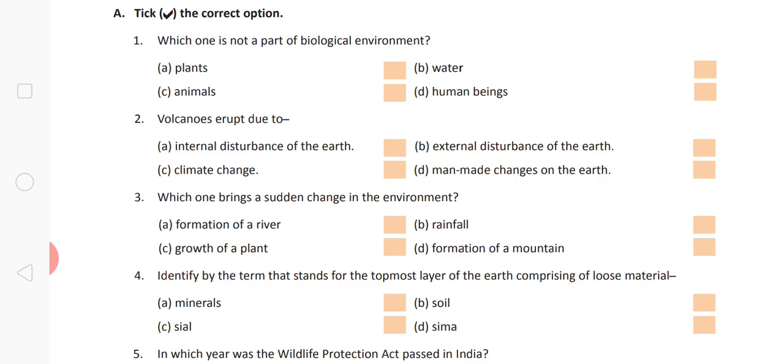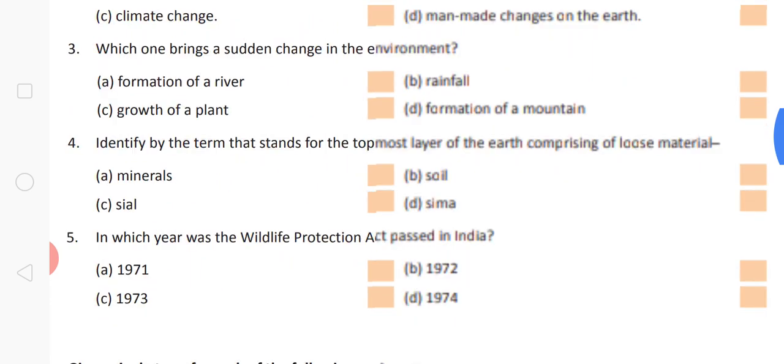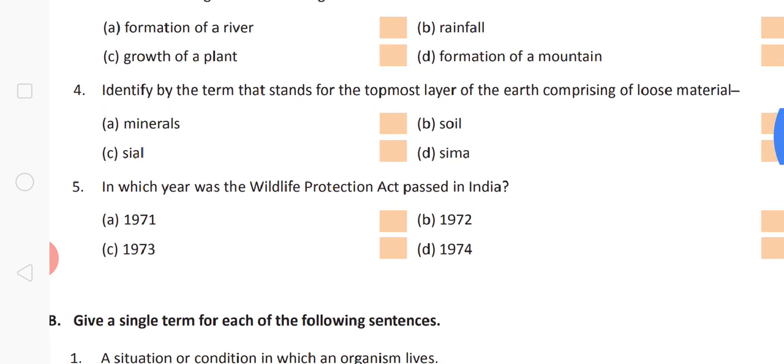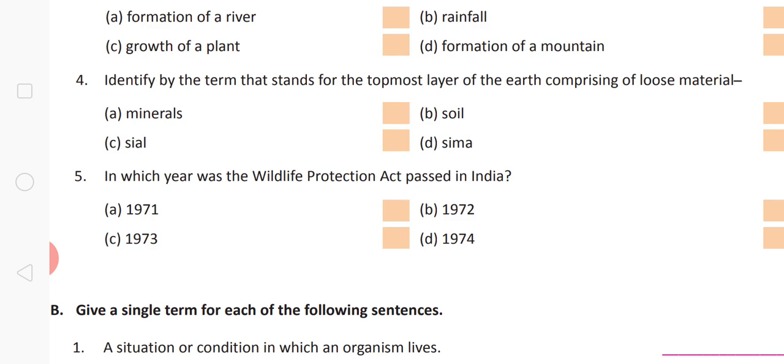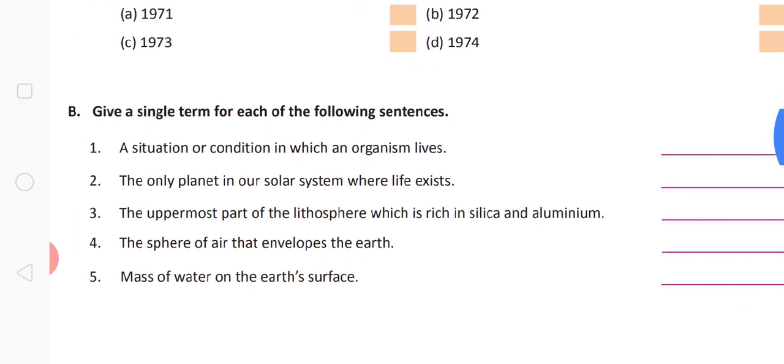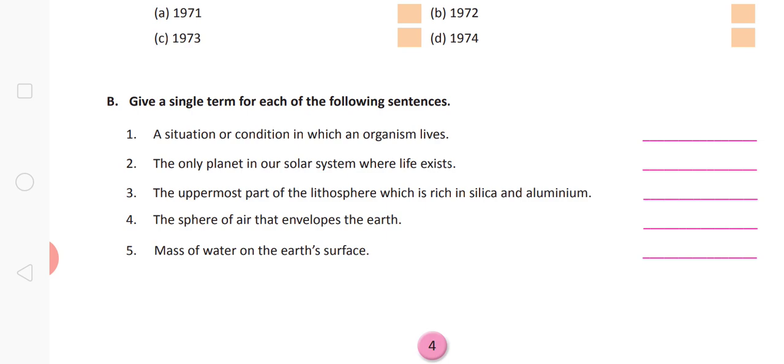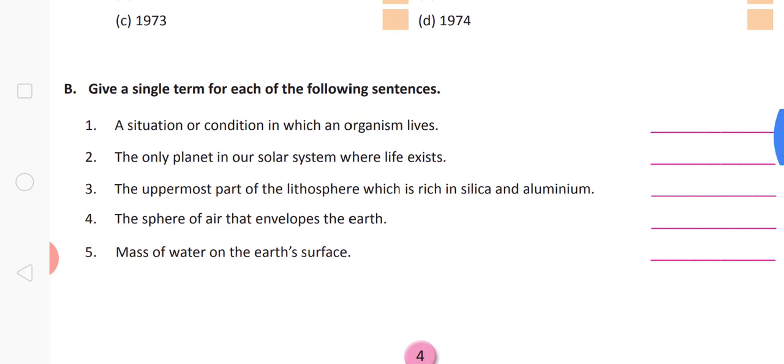Next, question number 2: volcanoes erupt due to, four options are there. Which brings a sudden change in the environment? Four options are there. Identify the term that stands for the topmost layer of the earth comprising loose material. Again four options. And in which year was the Wildlife Protection Act passed in India? Just now I have discussed. Here are the four options. Then you have to give a single word. So five questions are there. You just see, five questions are given there.